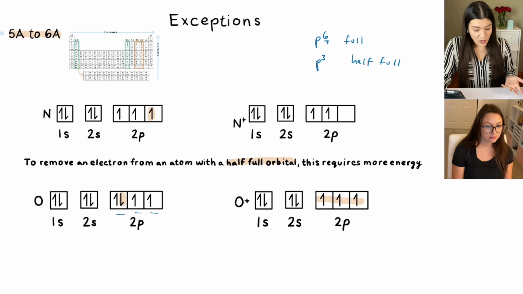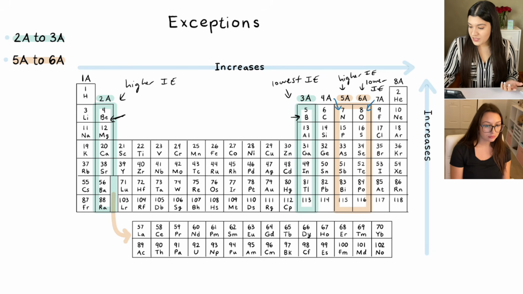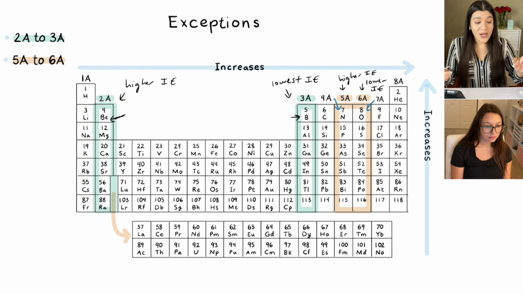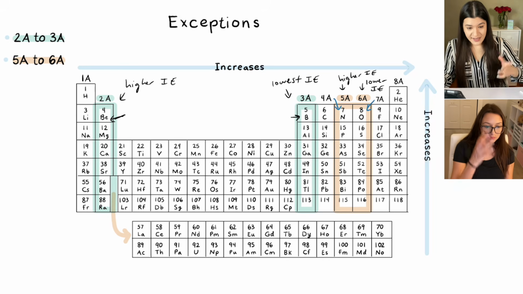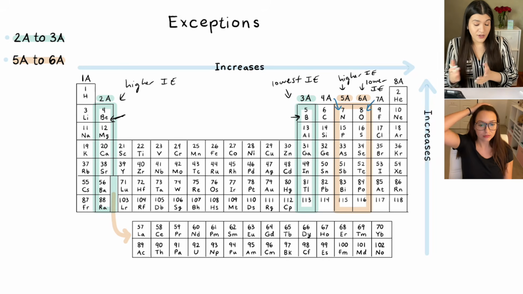Knowing those exceptions is going to be the tricky part, because there's already so much you have to know. But I would just say knowing that 2A will be higher than 3A and 5A would be higher than 6A, it is comparing those two to each other.